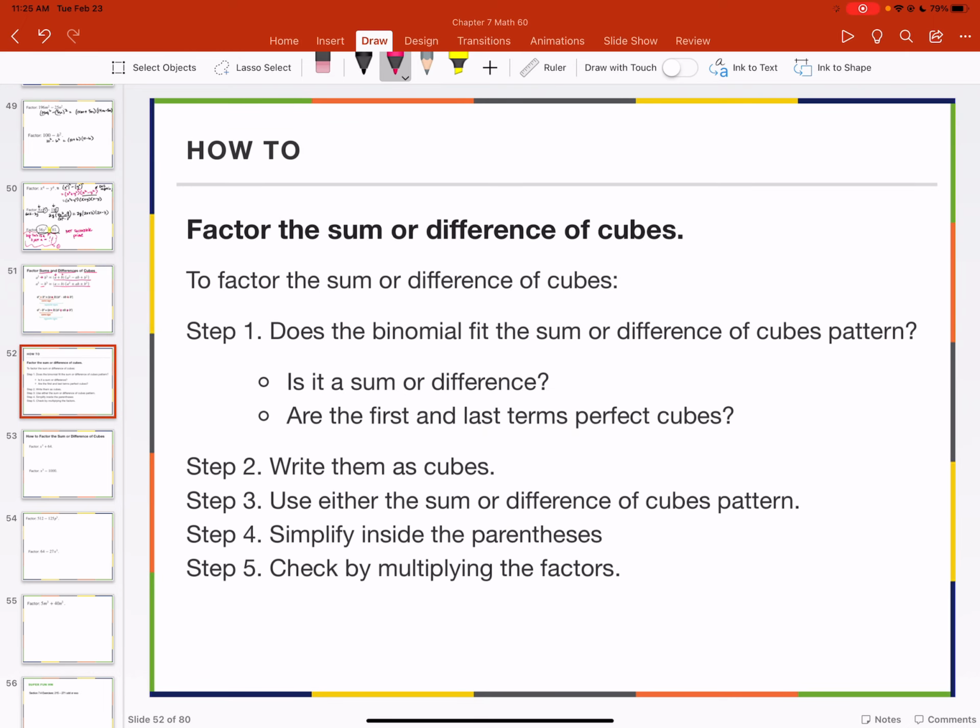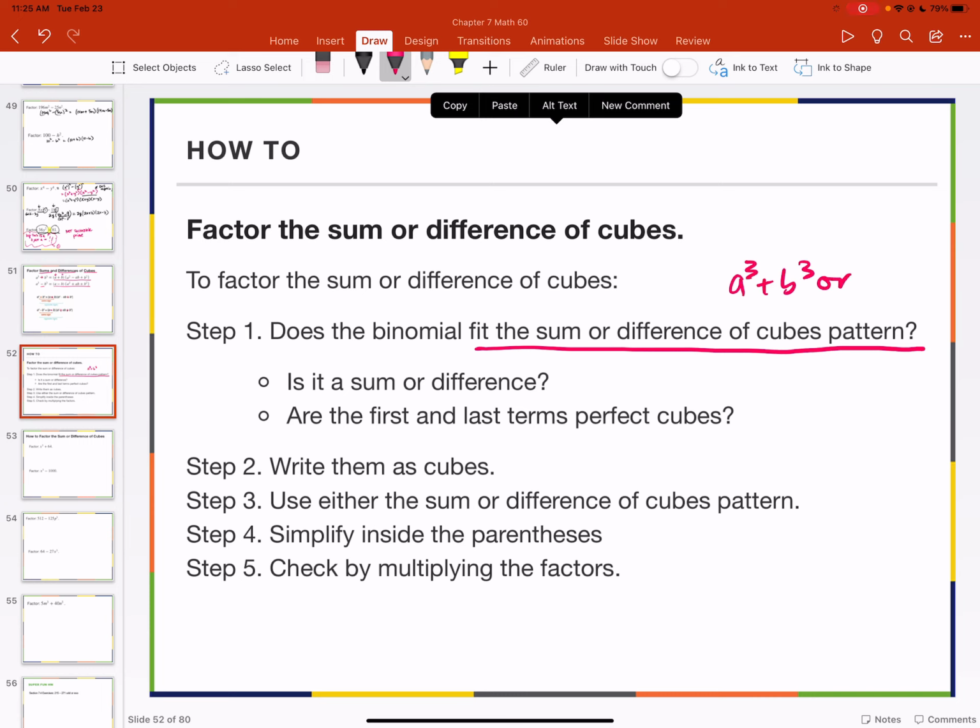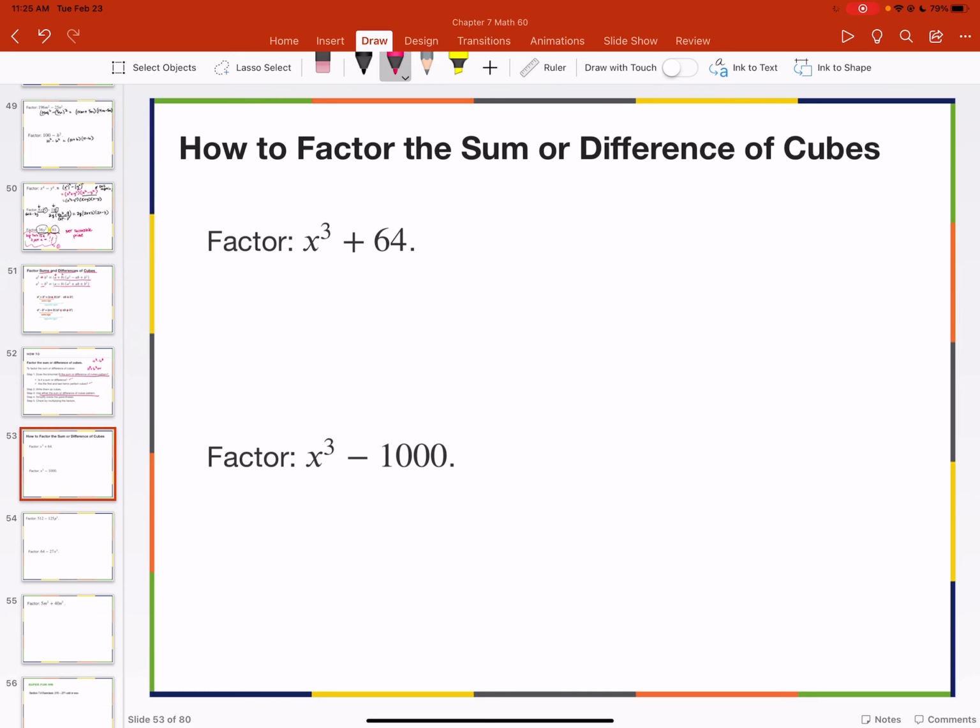So how to do that? We need to see if it's the sum or difference of cubes, so if it's A cubed plus B cubed or A cubed minus B cubed. If it does fit, if the first and last terms are perfect cubes and it's a sum or difference, we can just use the pattern, and then simplify. So let's go ahead and talk about this. A cubed plus B cubed is equal to A plus B, and then you have A squared minus AB plus B squared.